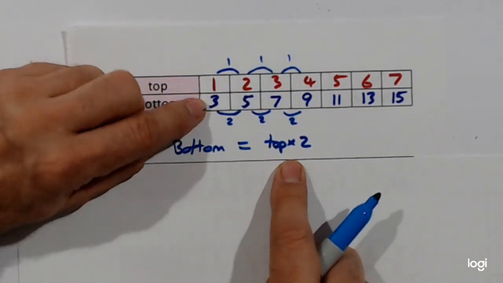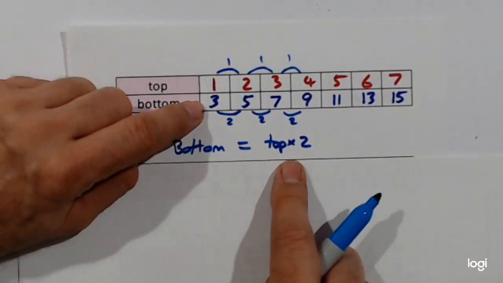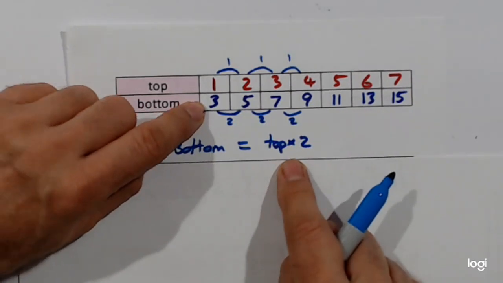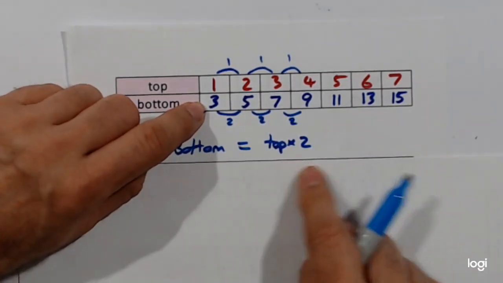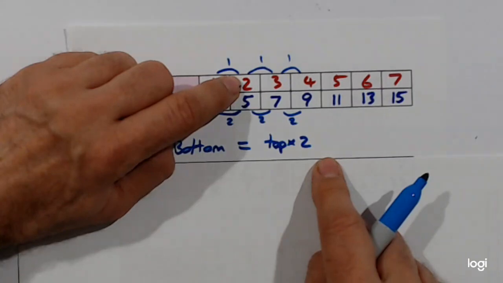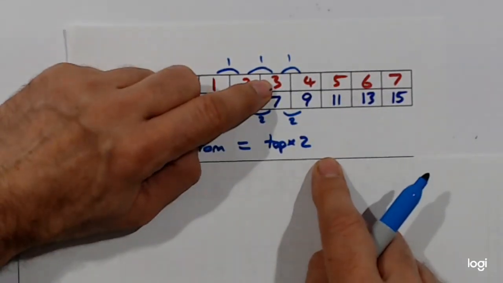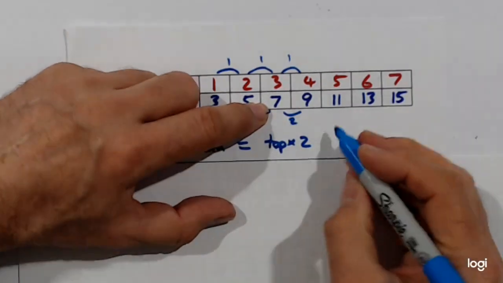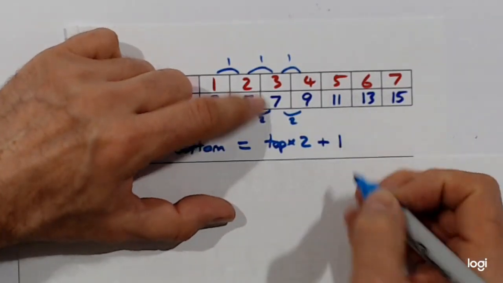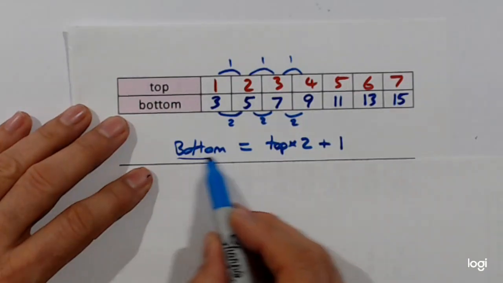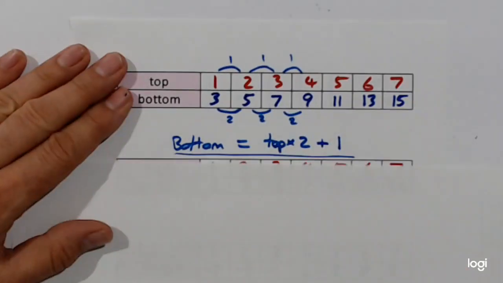1 times 2 is 2. No, it's not the only thing you have to do because that's wrong, right? You have to add 1 to get to 3. Let's see if that always works. 2 2s are 4. You have to add 1 to get to 5. 3 2s are 6. You have to add 1 to get to 7. So you have to add 1 to make it right. That's the correct answer.